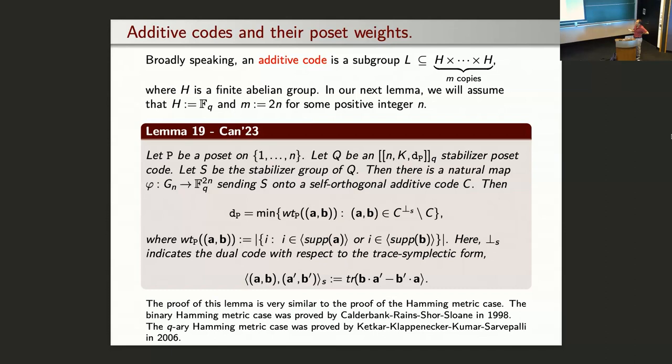There is a map from the error group to a 2n-dimensional vector space over our finite field. The image turns out to be an additive code, self-orthogonal with respect to the symplectic trace product. Now, so far everything is trivial. I didn't say anything new. But then I can also define poset metrics on additive codes. It turns out that a poset metric on the additive codes agrees with the error weight that I defined in the previous slide. So this is a lemma that gets me going with this theory.